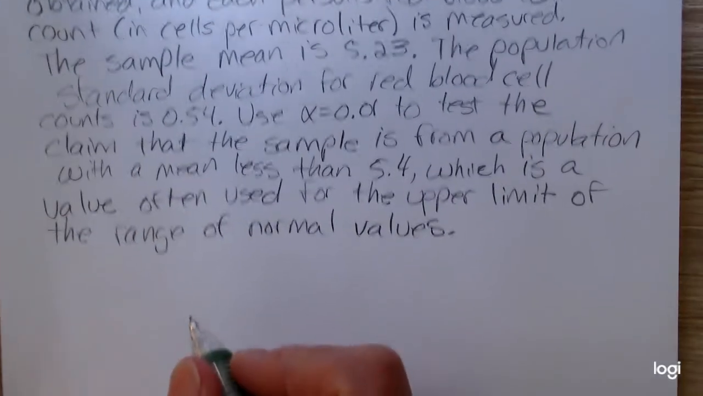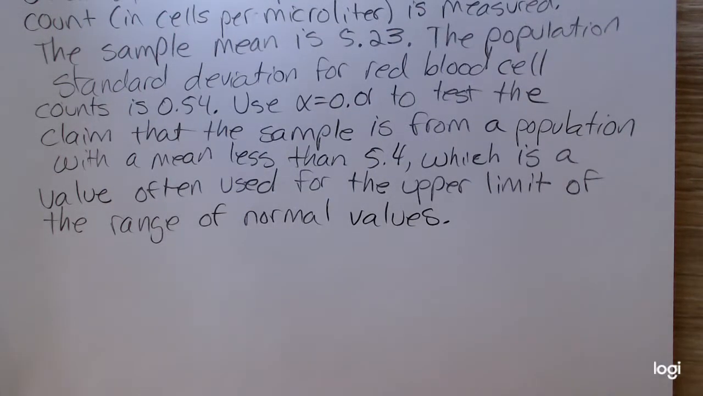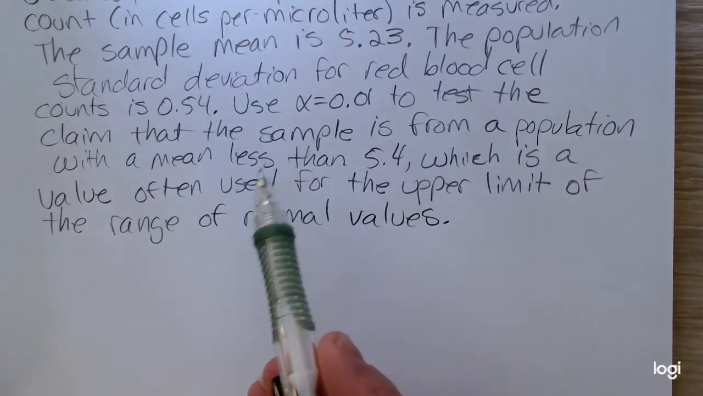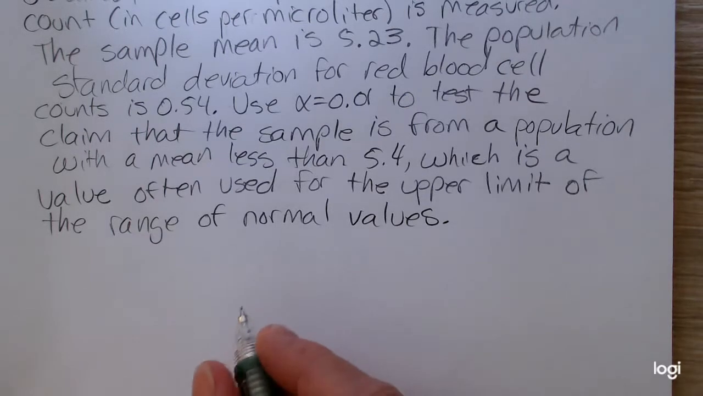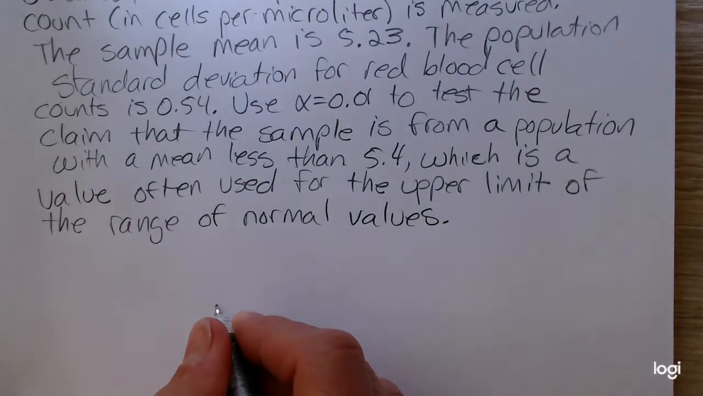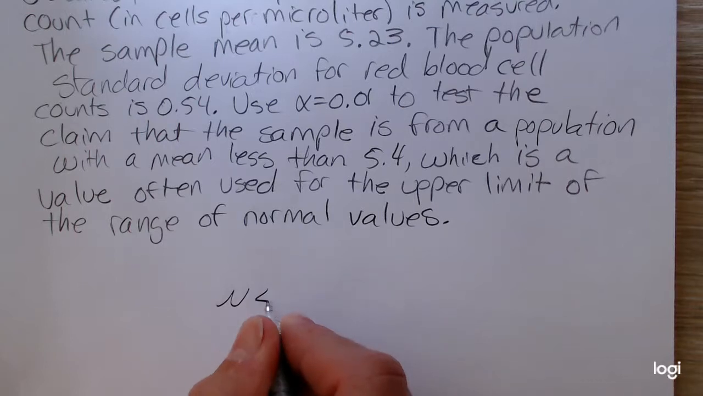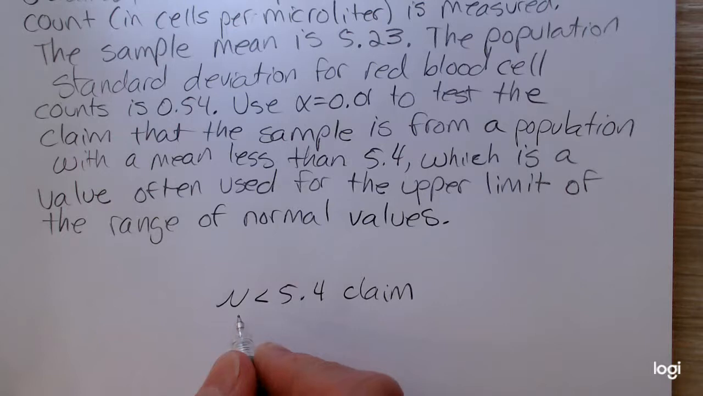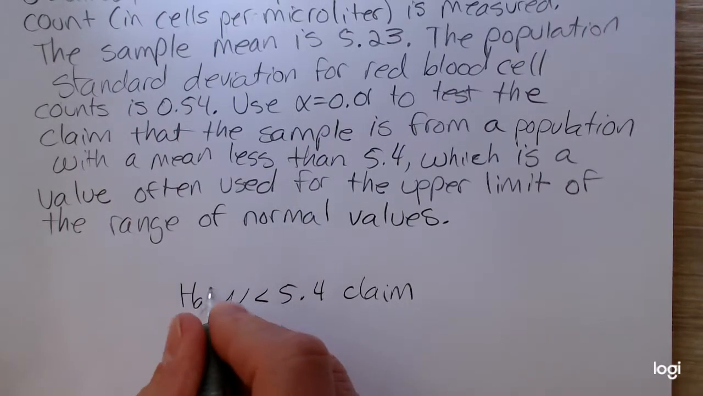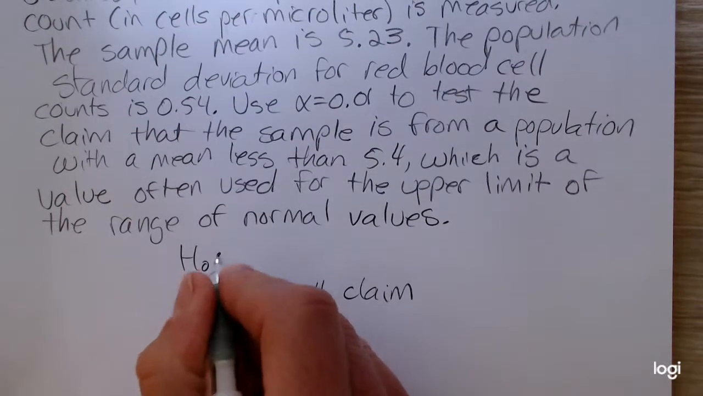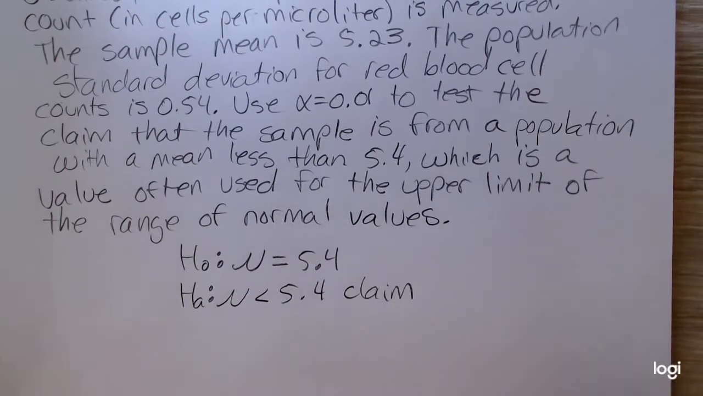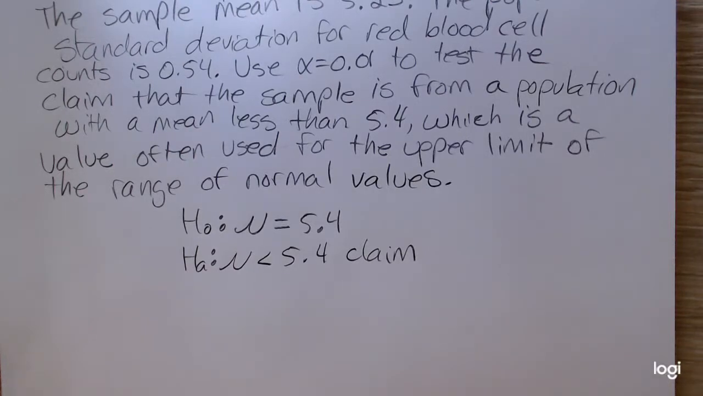We need to write the null and the alternative in terms of the population parameter mu, first by identifying the claim. The claim is that the sample is from a population with a mean less than 5.4. So that's going to be mu less than 5.4. This is the claim. Because the claim does not contain the case of equality, the claim is the alternative. And the null is mu is equal to 5.4. The null statement always contains the case of equality.